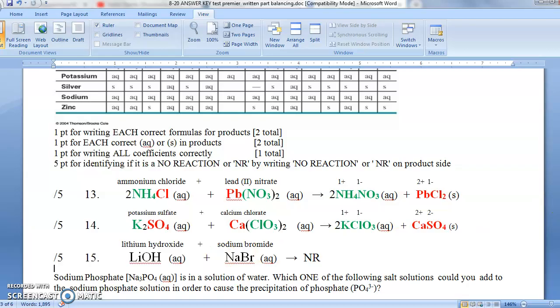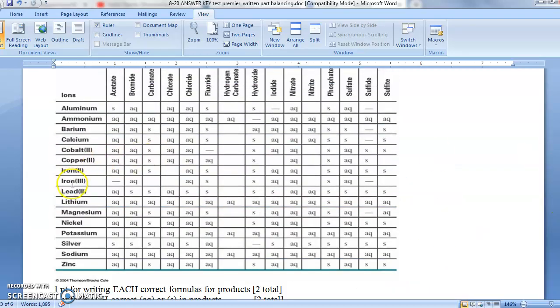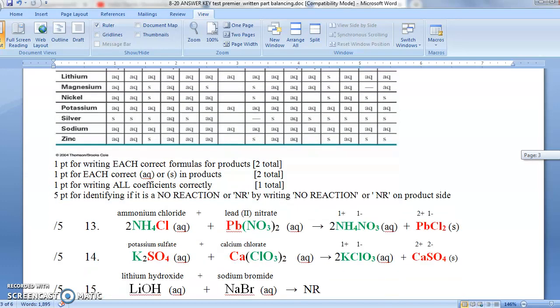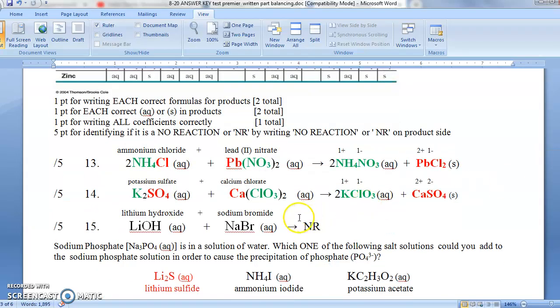Is it aqueous? Let's take a look. Here's lithium. We head over on the row, and we stop on the hydroxide column. Yes, it will be pulled apart by water. It will dissolve in water, or dissociate in water, into Li plus and OH minus.